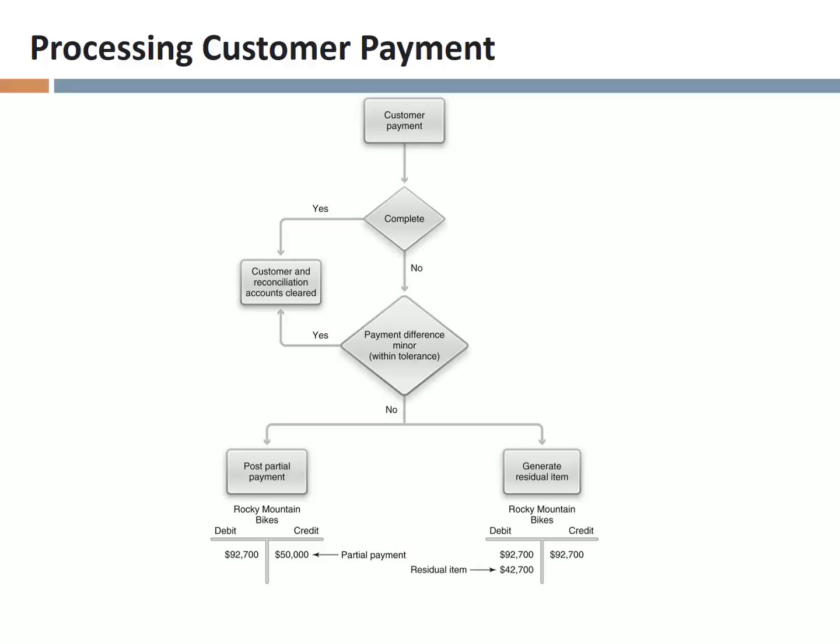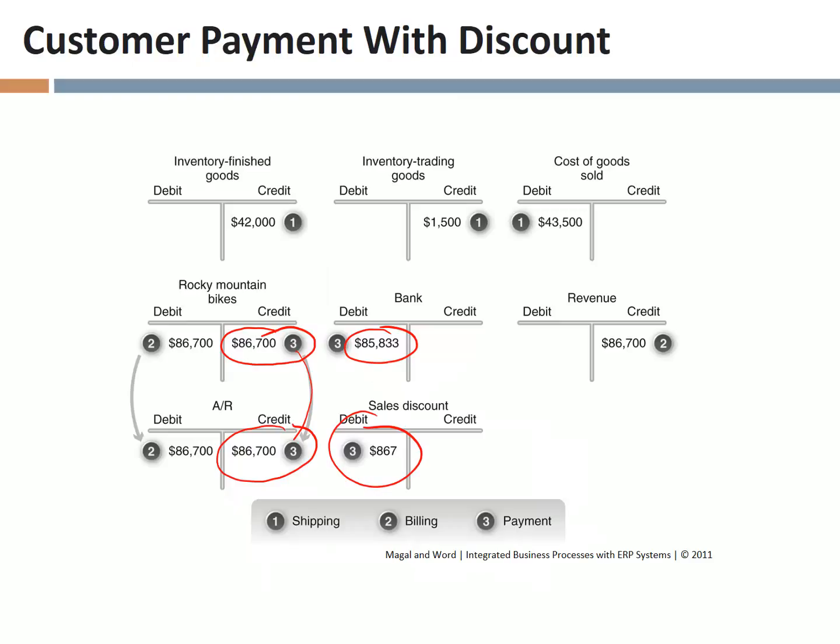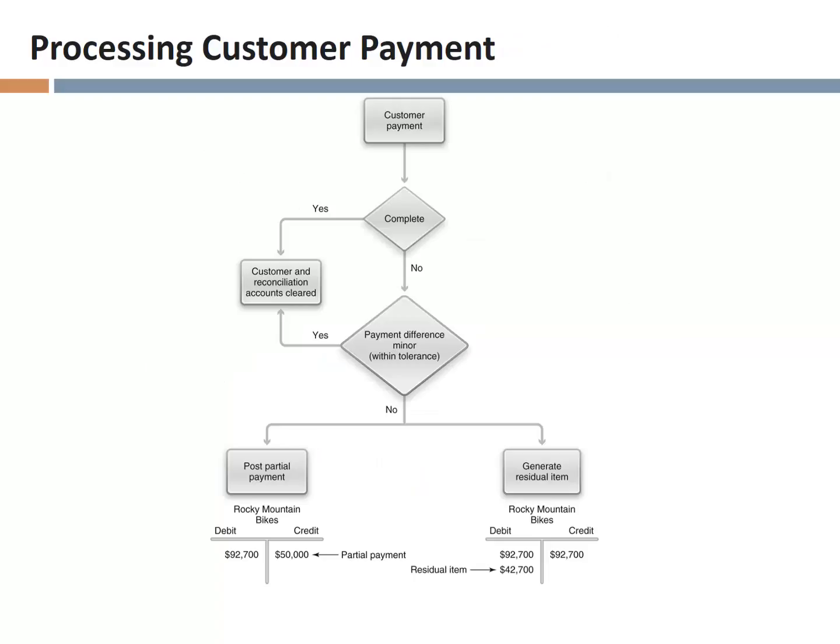So if there's a payment difference that's minor within tolerance, we're going to write that minor difference off in a manner very similar to what we did with the discounts. So we might have another account here that would be called perhaps something different, customer payment difference or something like that. And we would use it in a manner very similar to what we did here to account for wiping out that discrepancy.